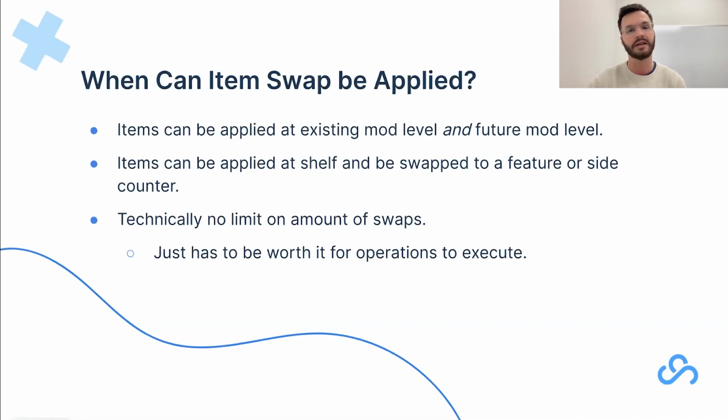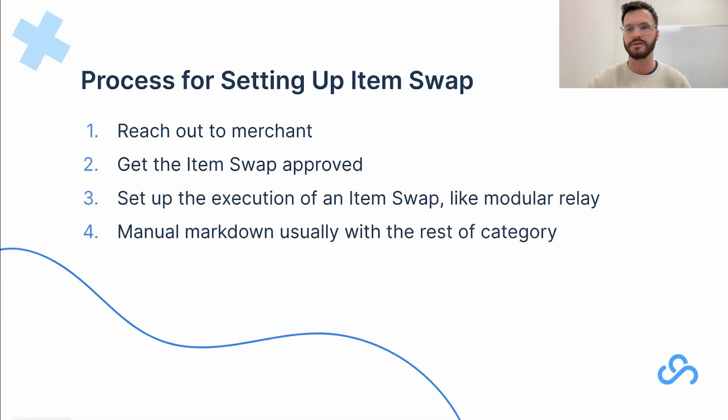And there is technically no limit on the amount of item swaps. You're not limited by anything other than, again, what's best for the customer and what's best for the buyer, right? So as much as buyers can handle it, they will continue to swap items out. It just has to be worth it for operations, right? So that's kind of the mantra that I keep harping on, right?